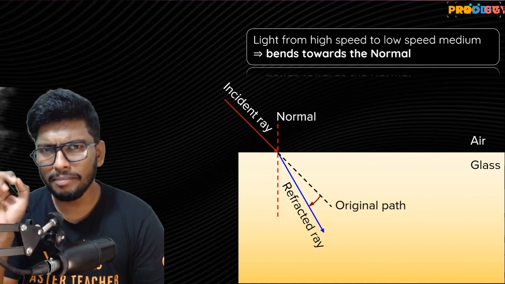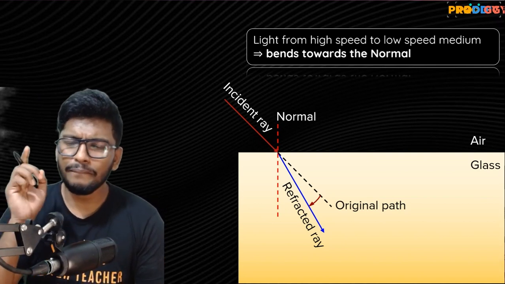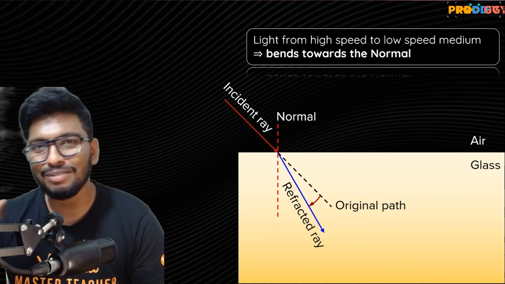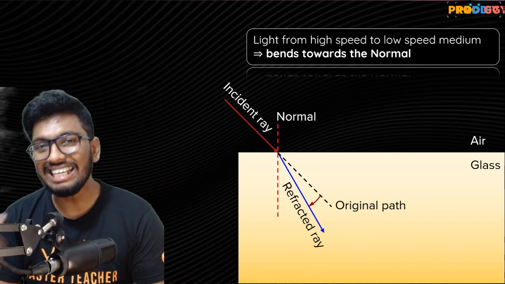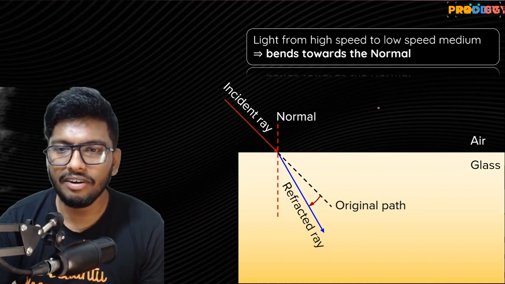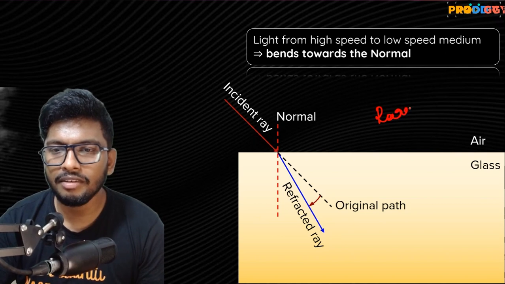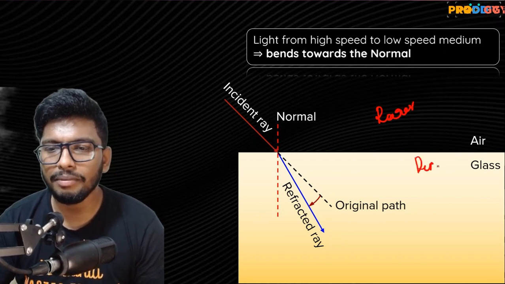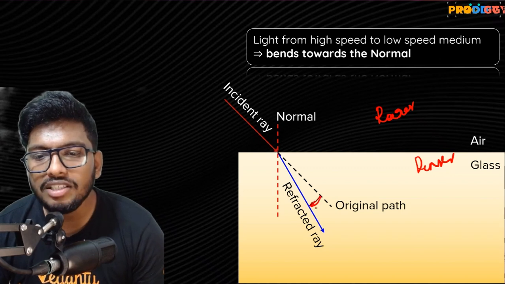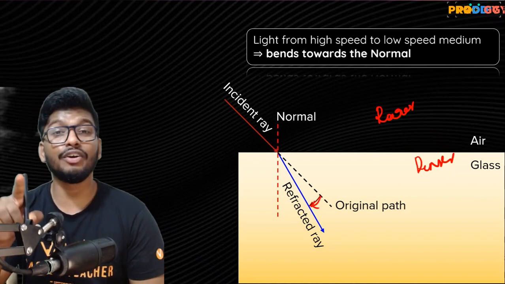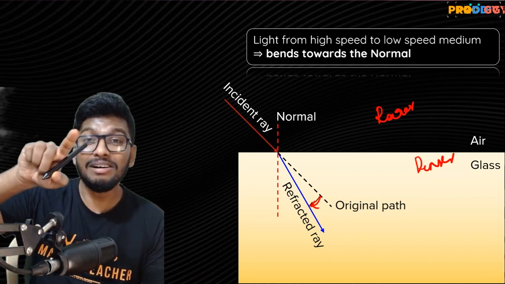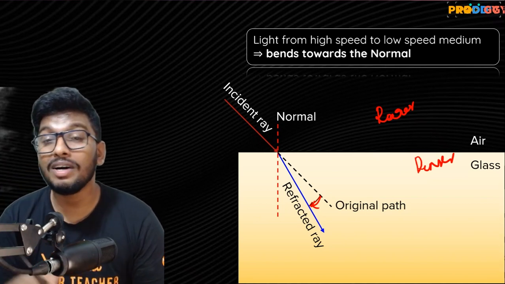Now, always remember this, guys. Please don't ever forget this, because you would be needing this for the rest of your 10th standard. So please remember this: when light is traveling from a rarer medium to a denser medium, light would bend towards the normal. What is it going to do? It's going to bend towards the normal. When it's traveling from rarer medium to denser medium, it will travel towards the normal.